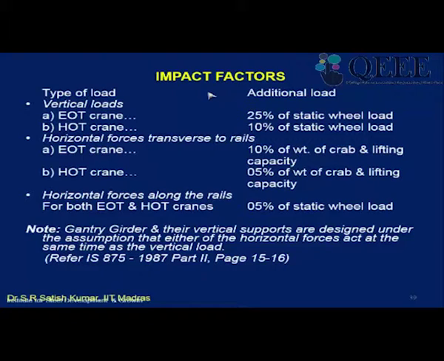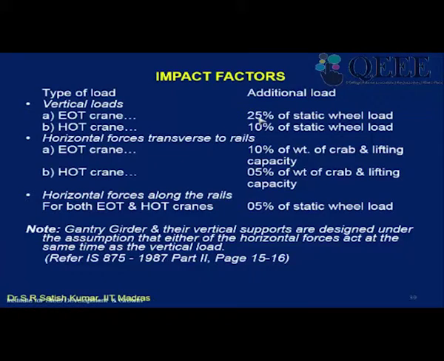So this 80% of the load, if it's a 10 metric ton crane, 8 metric tons will come as a load on the crane. Okay, that's a vertical load. Now if it is what is called an electric overhead traveling crane, for such cranes the code says that you should add an additional 25% of the static wheel load. So 8 tons is the total wheel load coming, so it will become 8 into 1.25. Okay, so that much load you have to design the gantry girder for.